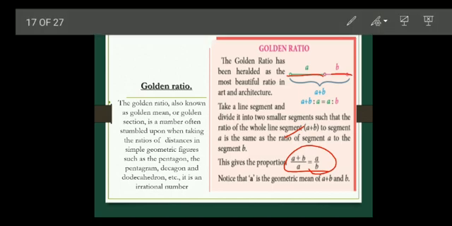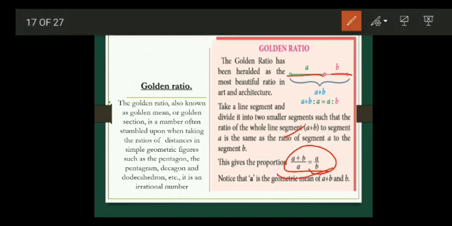For now, you have to know what the golden ratio is. When you take a line segment and divide it into two smaller segments such that the ratio of the whole line segment to the segment A is the same as the ratio of segment A to the segment B, that is, A plus B by A is equal to A by B, that is how we divide the line segment.